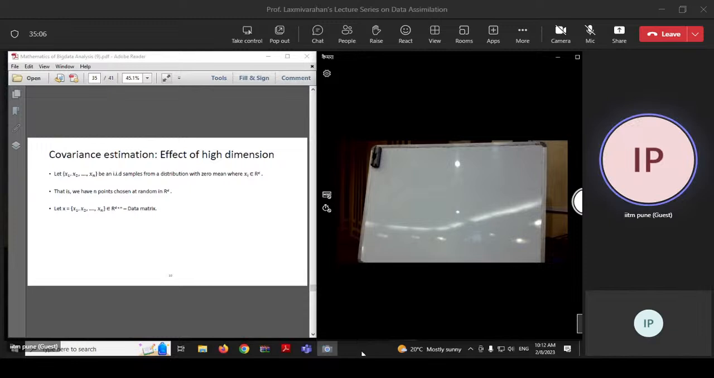So I'm going to get a data matrix, which is D by N, that's the matrix S. So I am generating a data matrix where columns are IID samples from the distribution with the mean 0. And I can also assume it is identically distributed with covariance.